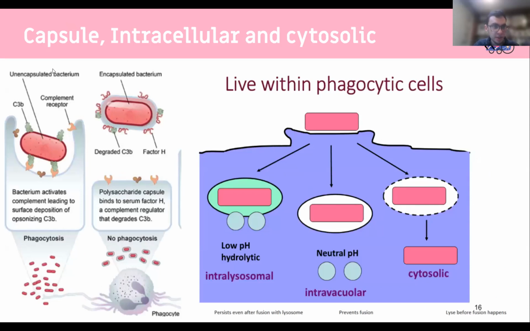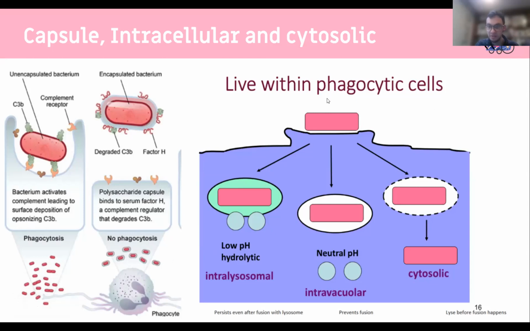This is just a picture showing you the capsule. Unencapsulated bacteria have these antigens that are interacting with these receptors. It's been opsonized by these complements, and then these complements promote phagocytosis. Whereas this one has a capsule, the complement can't bind with the antigens and the phagocytosis doesn't occur.